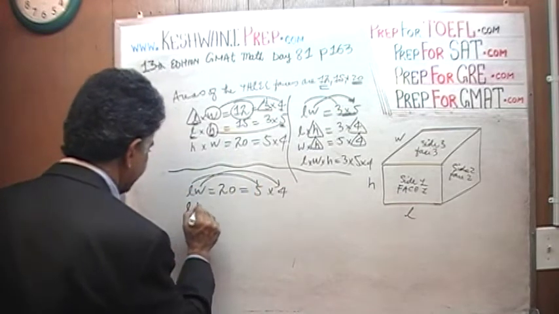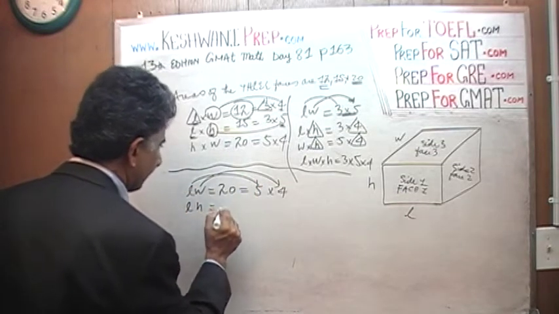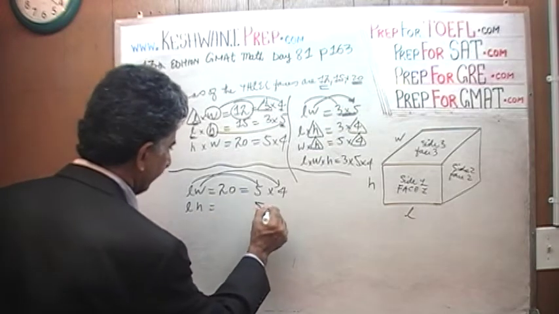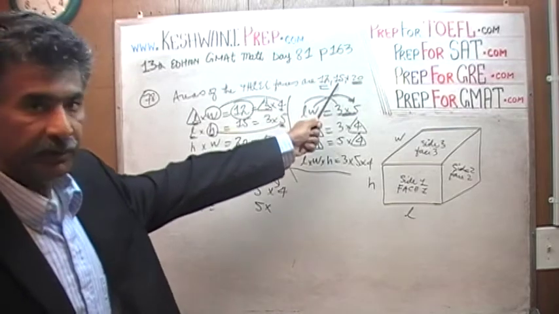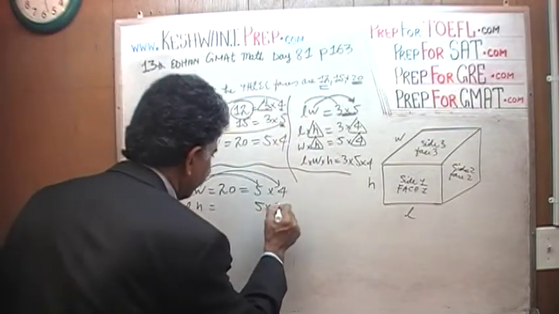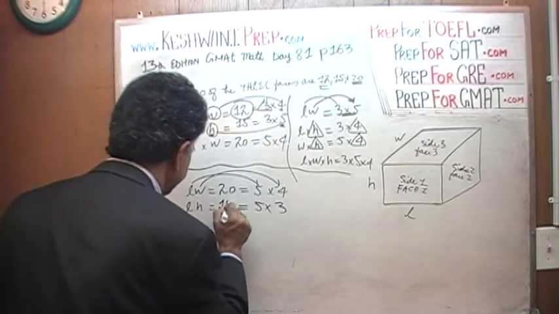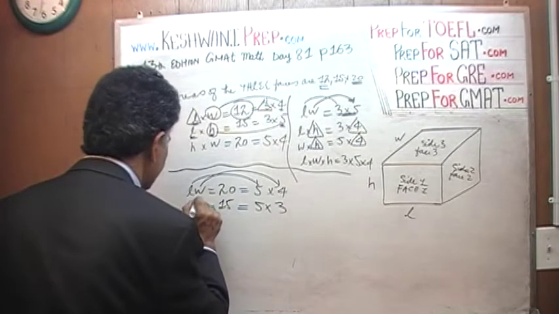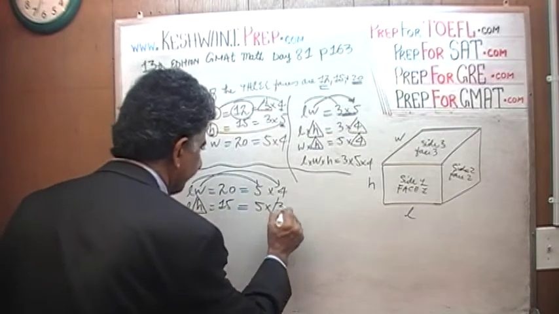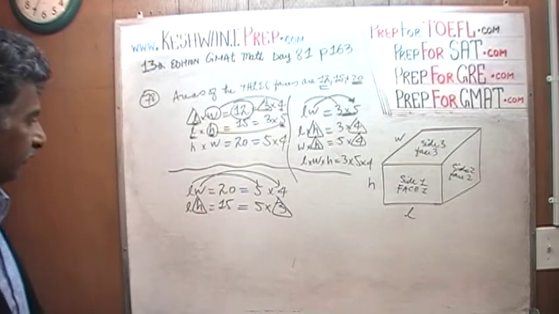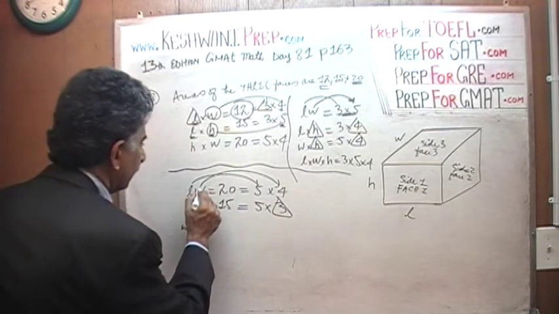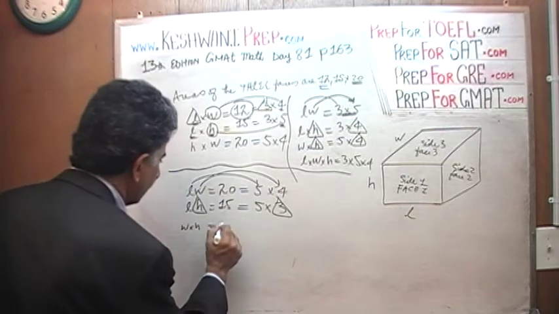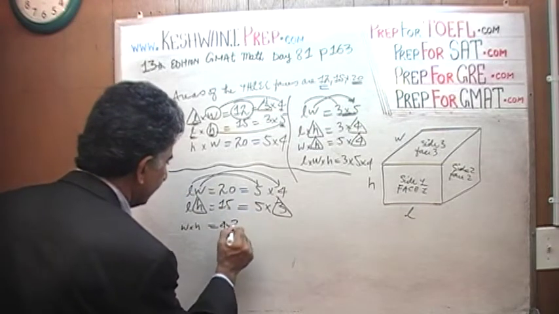All right. So length times height. Since length is 5, we can't use 12. We have to use 15. So it's 5 times 3, which means that we just established that the height is 3. That's it. We have our 3 dimensions. And finally, width times height is going to be, since width is 4 and the height is 3, there is your 12.